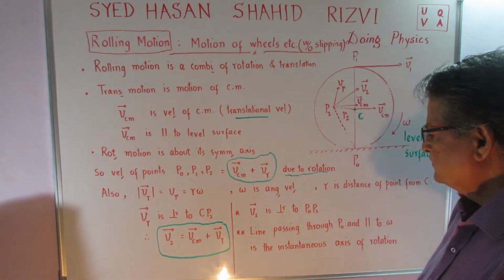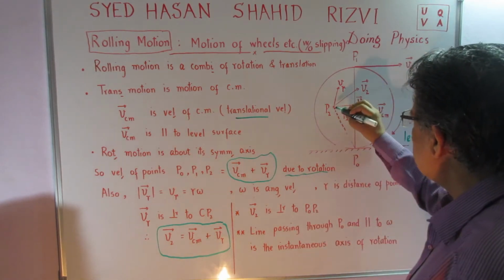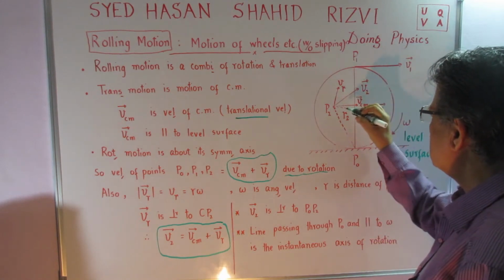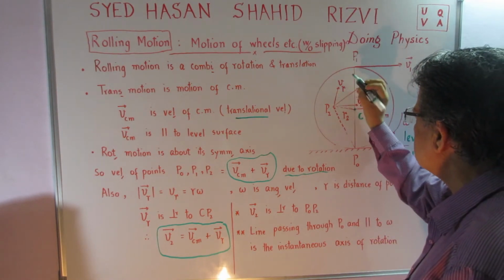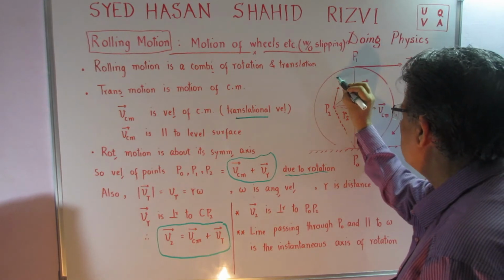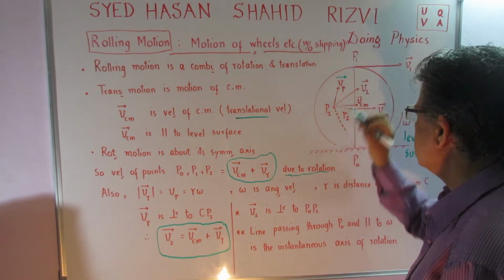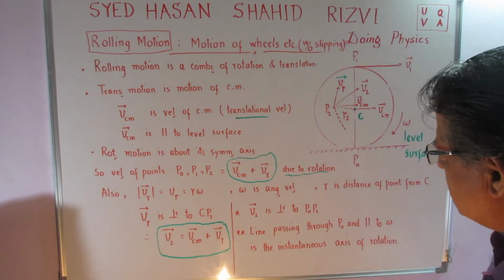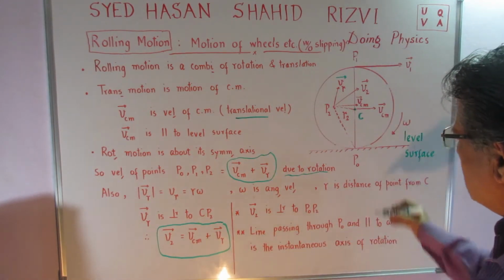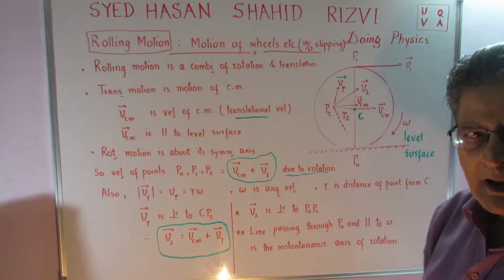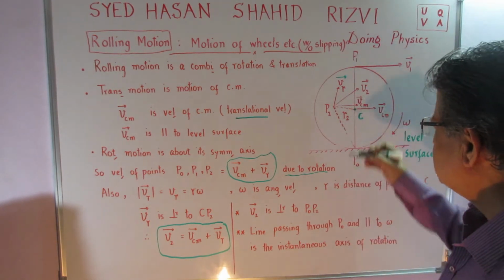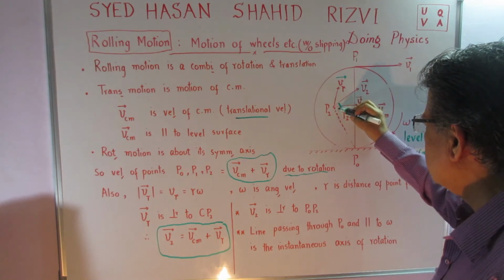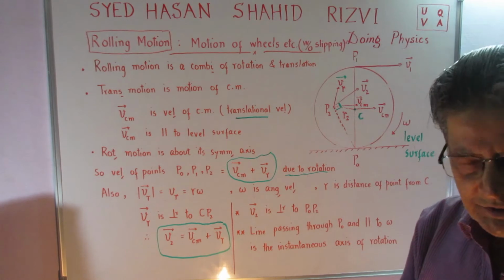Now, V2 is the result of this and this. You can see V2 is equal to V center of mass plus Vr, and it should have been a vector here. V2 is perpendicular to P0P2. At any location it will always be perpendicular, so we can say that the angle over here is 90 degrees.